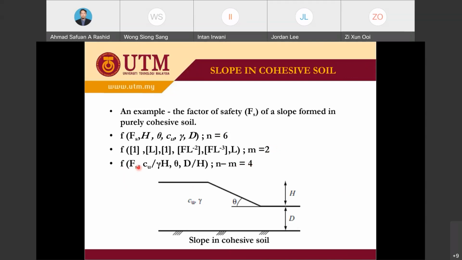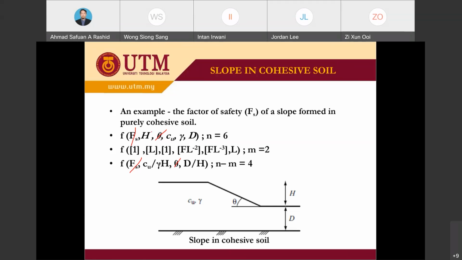Okay. So to make it simple and easy, we derive the dimensionless equations first. For example, Fs, it doesn't have any dimension. Theta, so we already derived 2. Then we have 1, 2, 3, 4. Okay, so we need to develop two more.